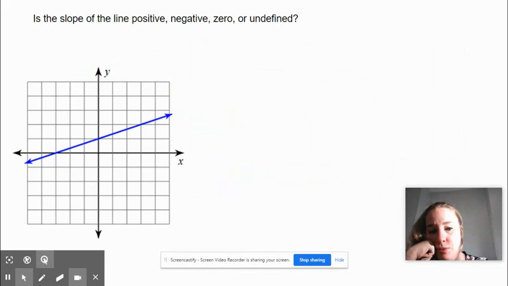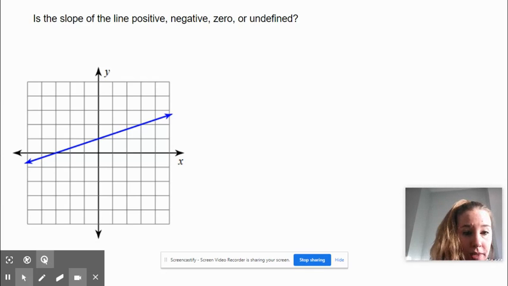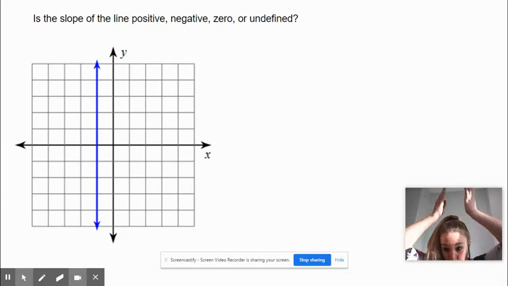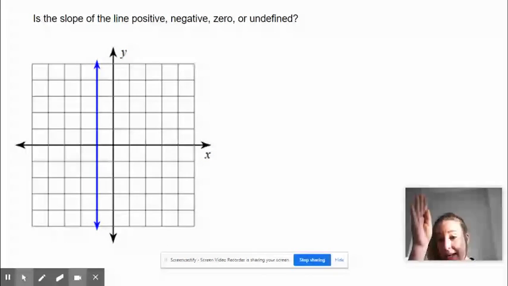Right, so you look at this one, it's going up and down from left to right. So right away you could say, okay, positive slope. Next, okay, this one is falling straight down. World fell apart. You fell off the cliff. That is undefined.